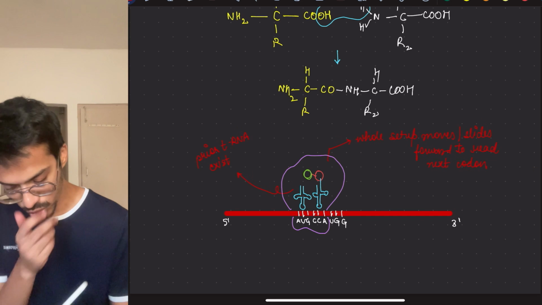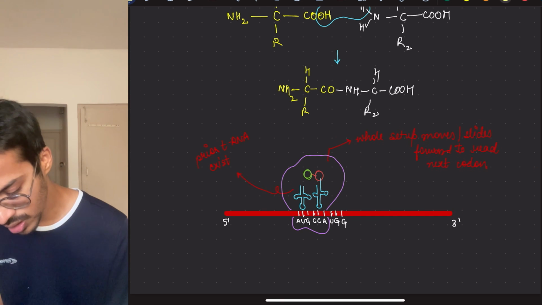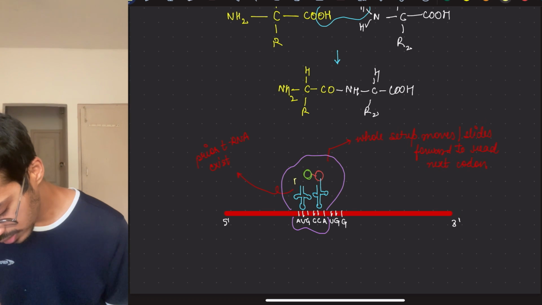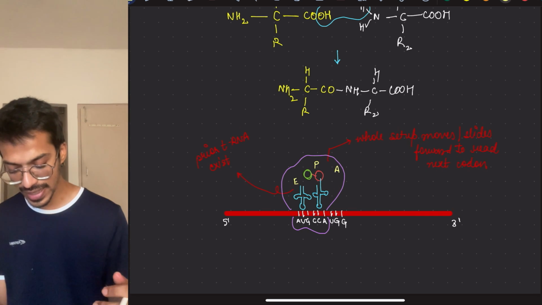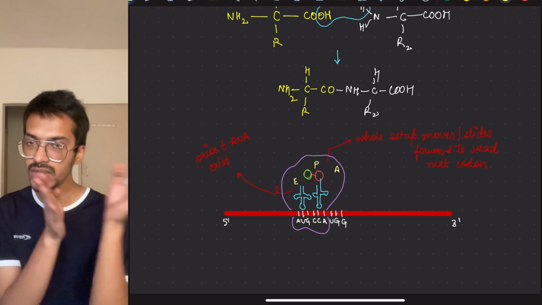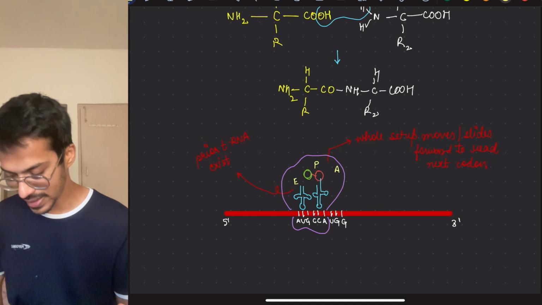Now when it goes further, what happened basically? The site has changed. This was the E site, this becomes the P site, and the A site is free when it has moved further. As the A site is free, the next tRNA will come and join over here. This is how it will elongate. Okay, so I hope this is understood.